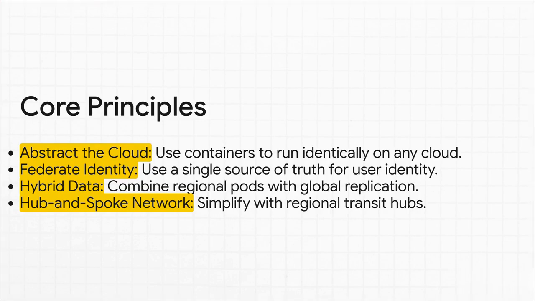First, by using container tech like Kubernetes, we abstract the cloud, which lets our application run anywhere. Second, we federate identity, so there's only one source of truth for security. Our hybrid data model brilliantly balances global speed with local laws. And finally, that hub-and-spoke network elegantly connects everything. These four decisions are the absolute heart of a successful tri-cloud architecture.